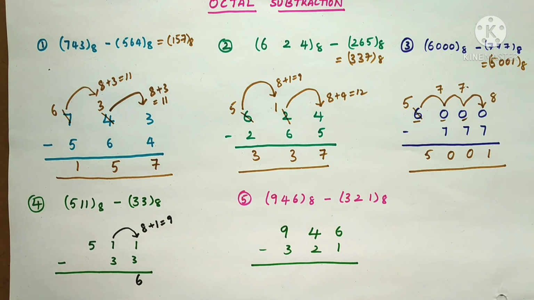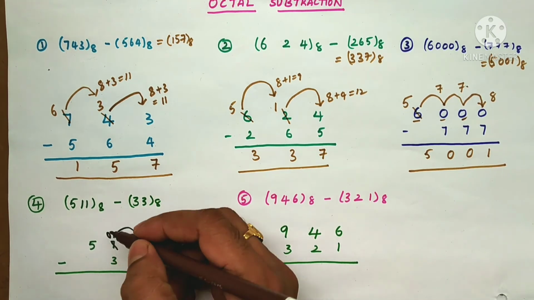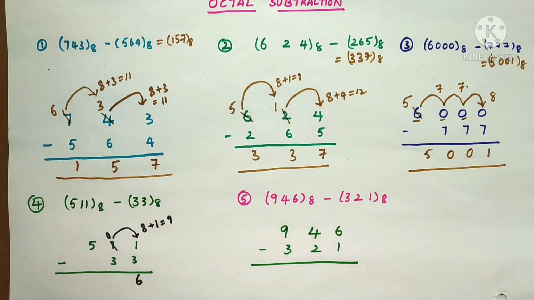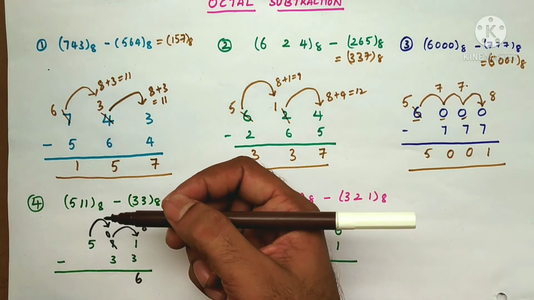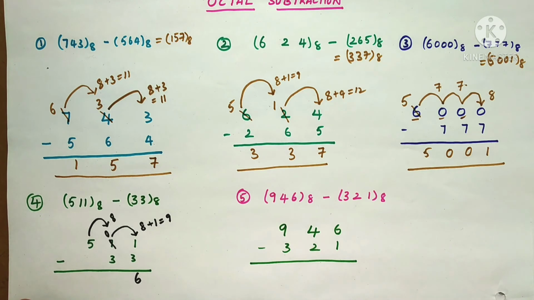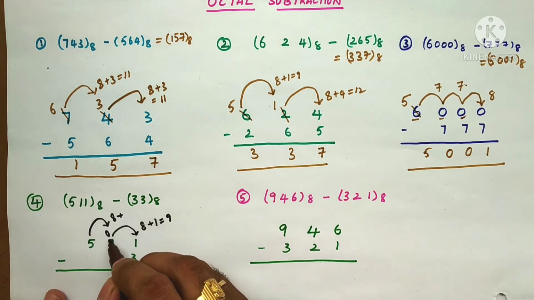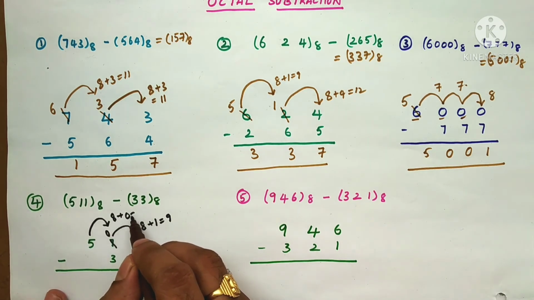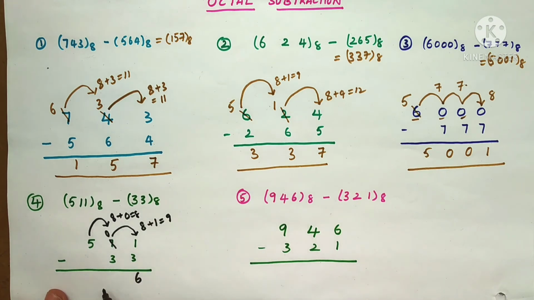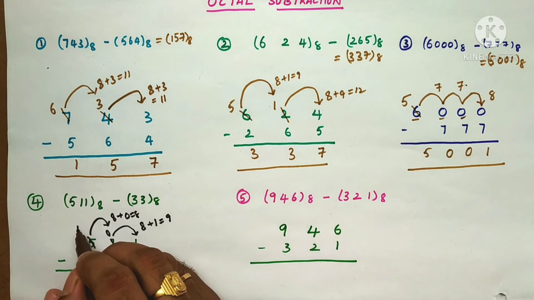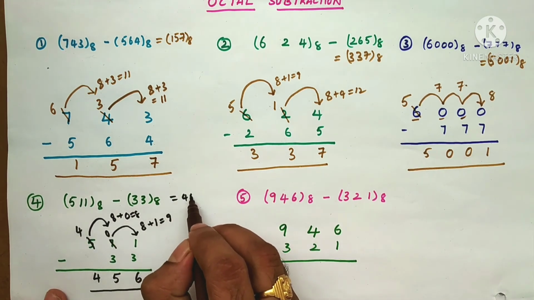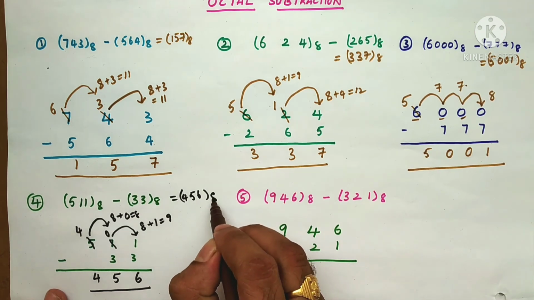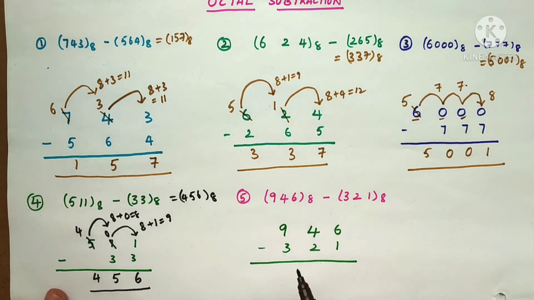And now here the value will be 0. So 0 minus 3 is not possible. We have to get borrow from 5 here. Borrow means 8. Why? Because it is octal number system. So 8 and the value here is 0. So 8 plus 0 equal to 8. 8 minus 3 is equal to 5 and the value here is 4. 456. It is equal to 456 base 8. And let us take another example.